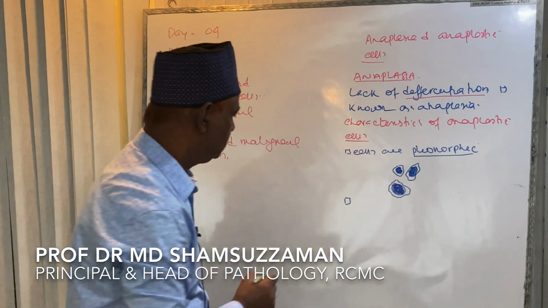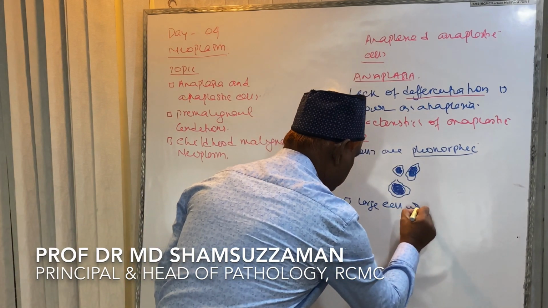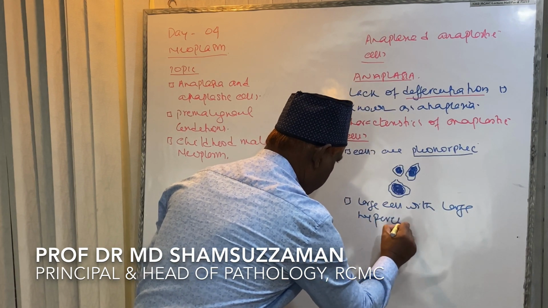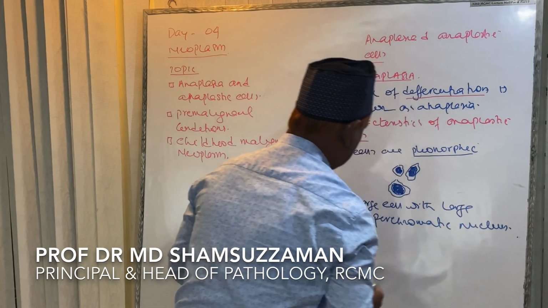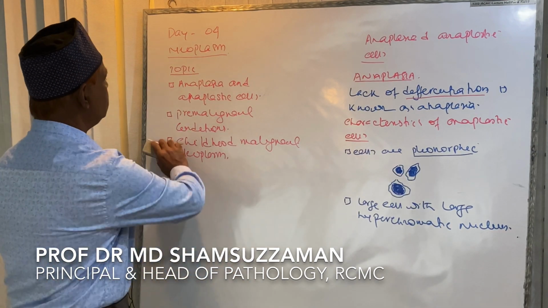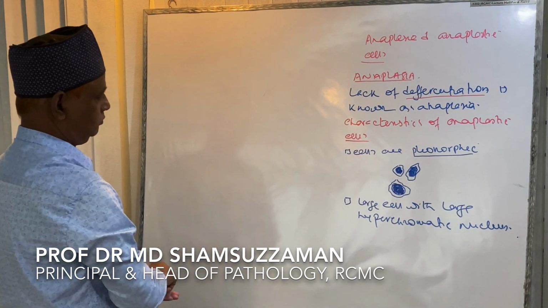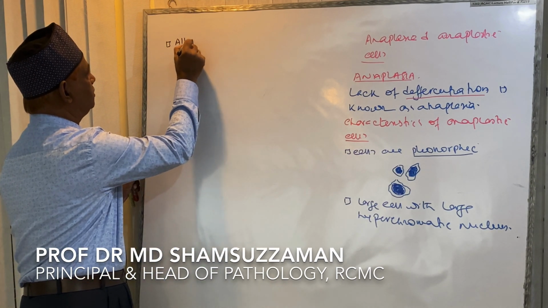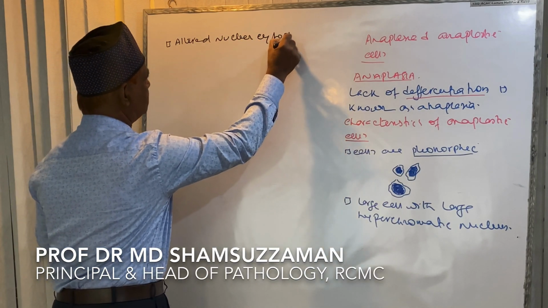If we consider a single anaplastic cell: large cell with large hyperchromatic nucleus. So large cell with large hyperchromatic nucleus when we consider a single anaplastic cell. Altered nuclear cytoplasmic ratio.